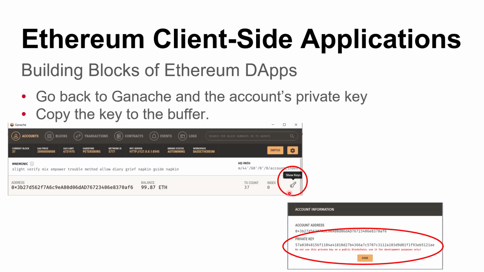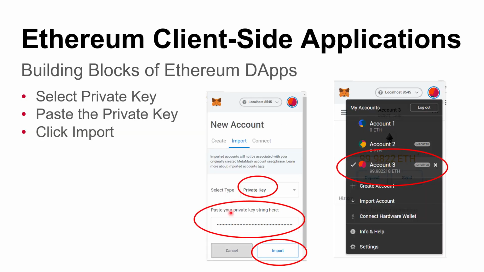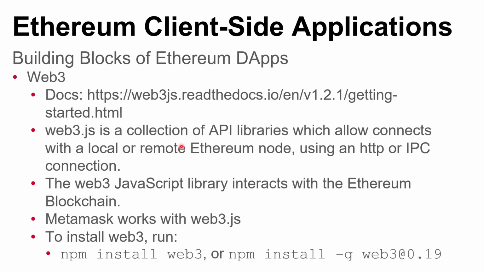One of the things we'll also have to do is get our private key. The way we get our private key in Ganache is we click on this key icon for the account that we're working with. You see our private key here. We can copy that to the buffer and paste it in here to MetaMask as we're importing the account. So we'll need to select private key, paste in our private key, and then finally click import.